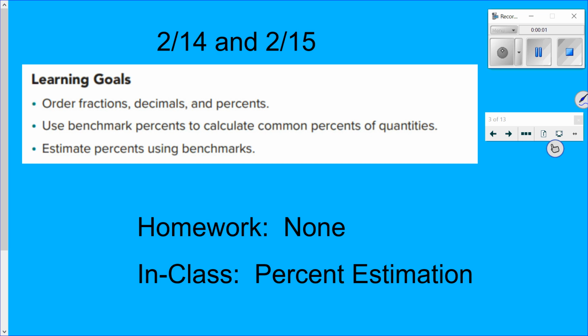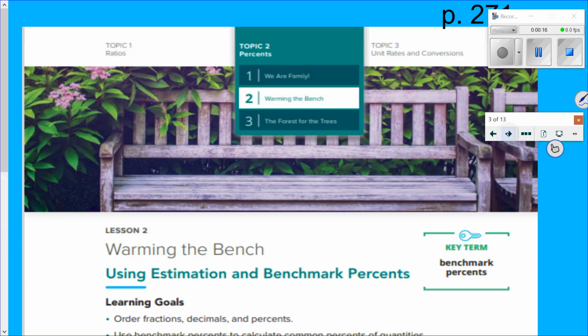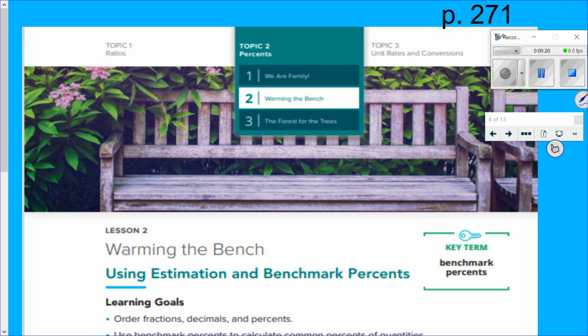And look at benchmark percents. And then we're going to try to get to estimating, but first period we didn't get there. That's why we changed it. So we don't have any homework set for tonight, but we are going to do the in-class percent estimation for today. Go ahead and open up in your modules to page 271.